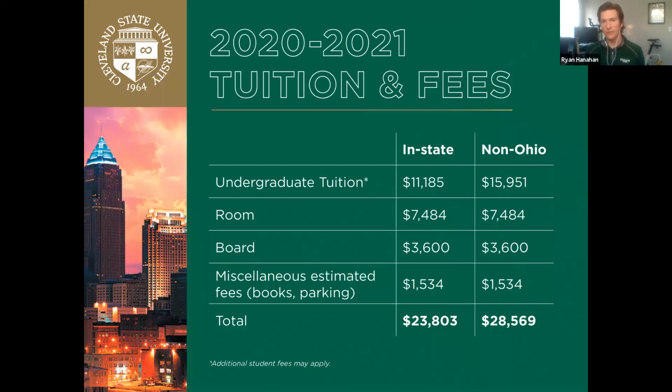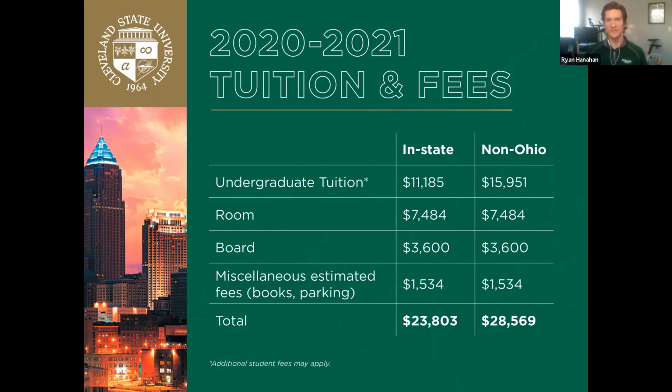These numbers are all rough estimates to give you an idea. The only numbers to really focus on are those tuition for in-state and out-of-state. Those are the actual costs for this 2020-2021 schedule. But in general, for a full year at CSU, for in-state students, you're looking around $23,803, and then for out-of-state students, $28,569.